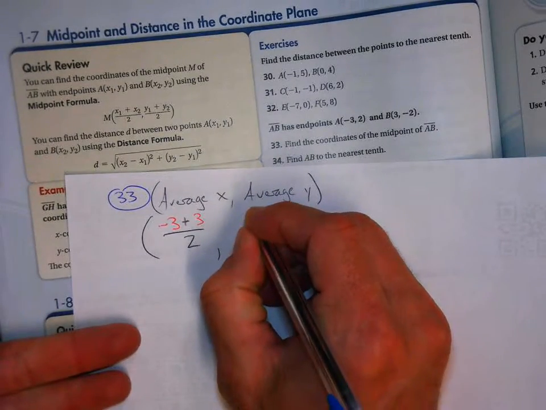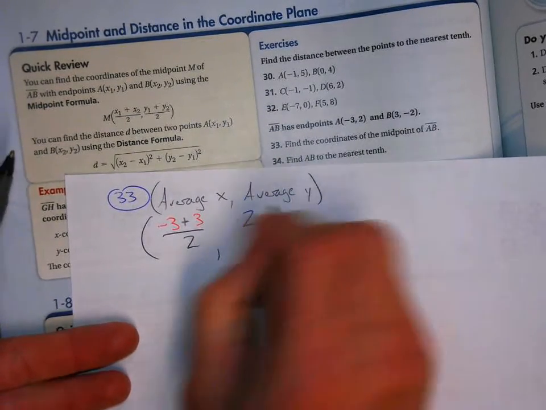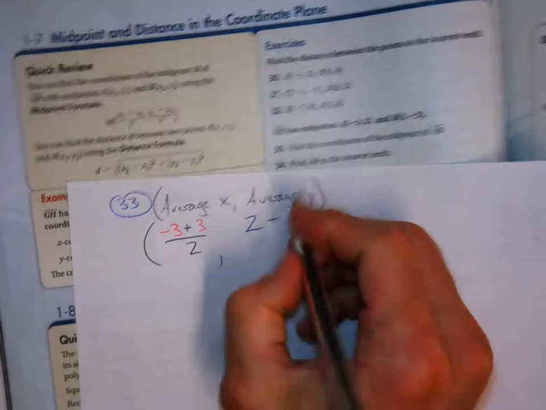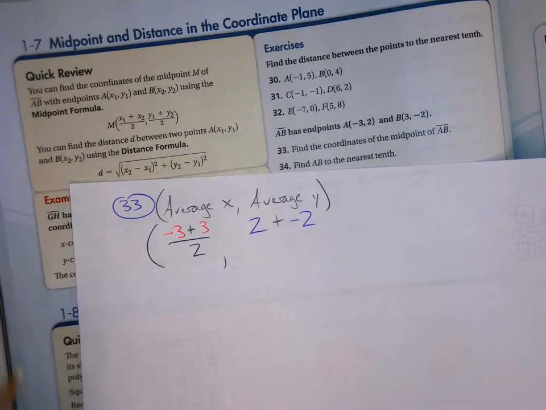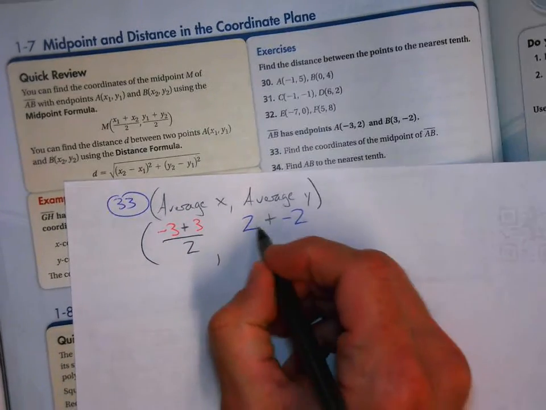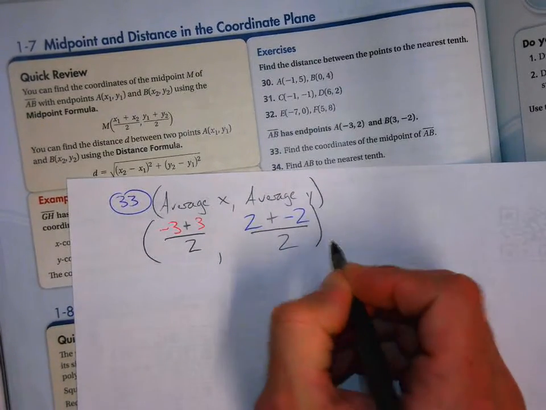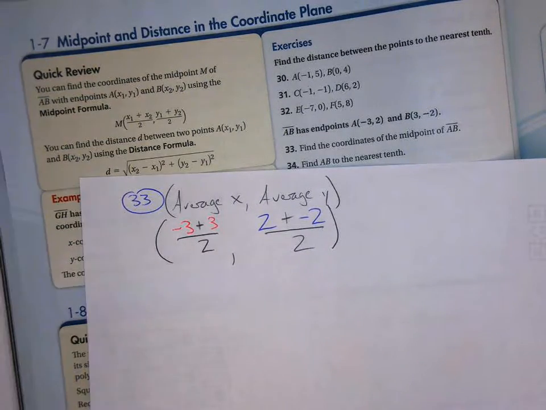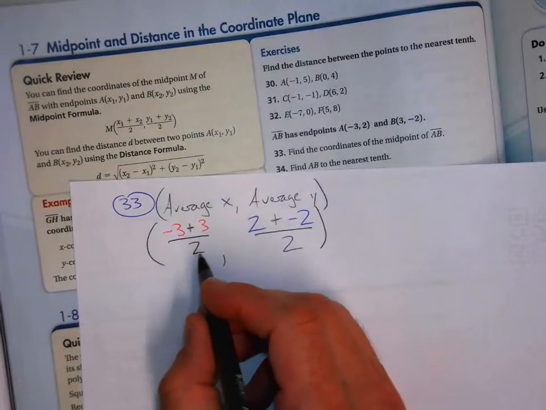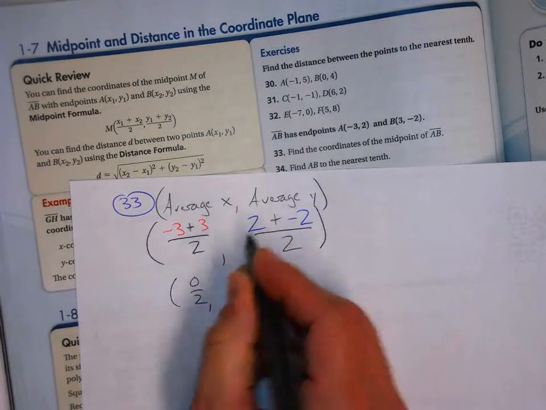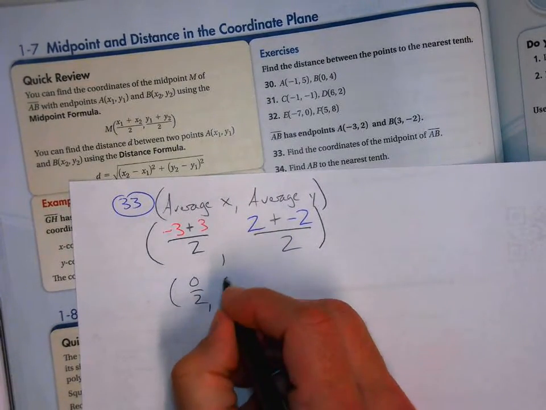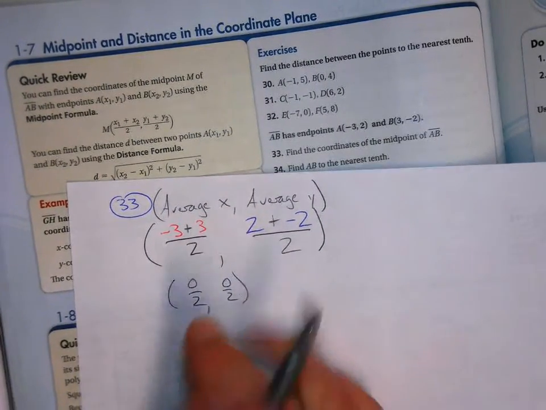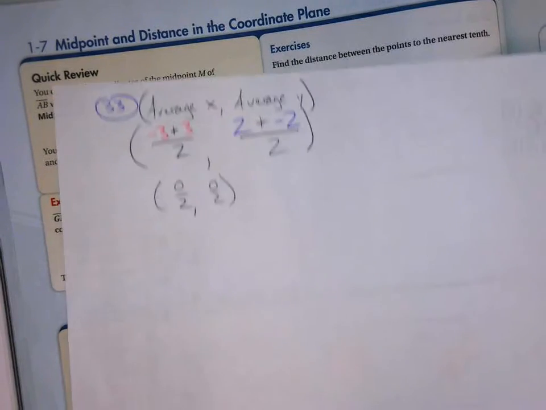So remember we had 2 there, and then we're going to add that to -2, and that will be our average y when we divide that by 2. Now this particular question becomes kind of easy because you'll see something cool happen. Negative 3 plus 3 is 0, and 2 plus negative 2 is also 0. And so we have 0 divided by 2, which of course is 0, and 0 divided by 2, which is 0.